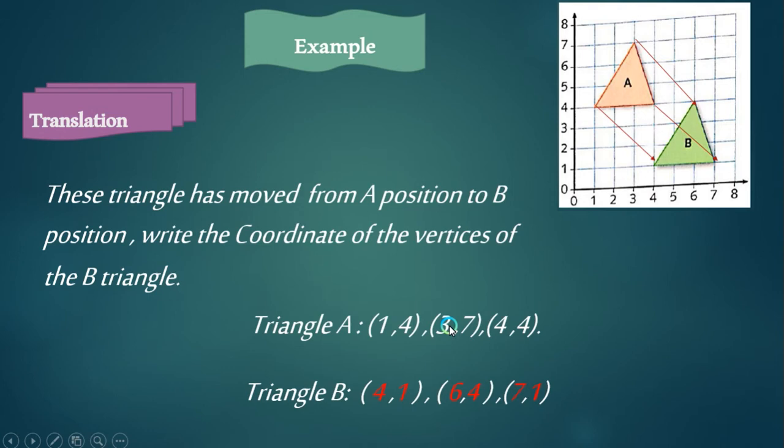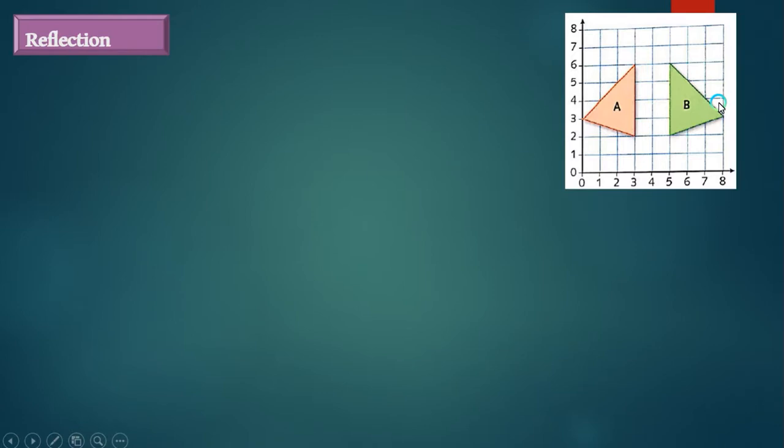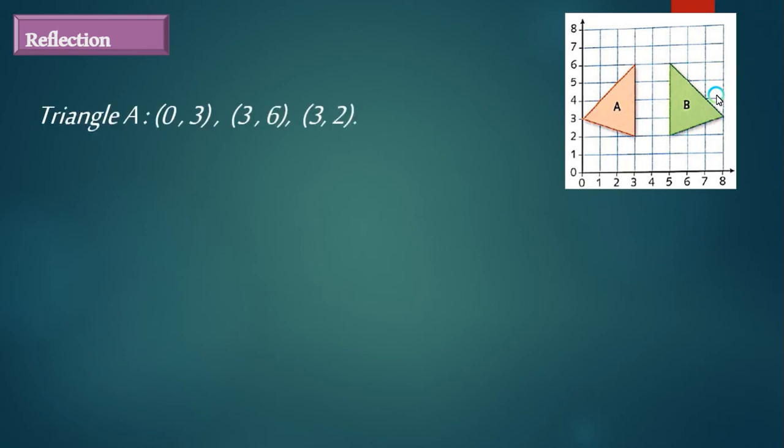So, reflection now. I have the same thing, two triangles A and B, but this triangle A after being reflected will be triangle B. The coordinates of the vertices of triangle A are 0, 3; 3, 6; and 3, 2. After reflection they will be 8, 3; 5, 6; and 5, 2. How? Here you have 0, 3: this point is 0 on X and 3.